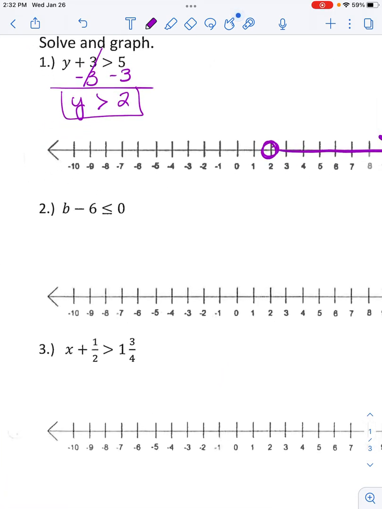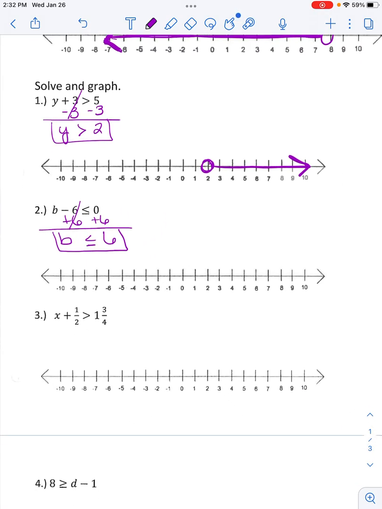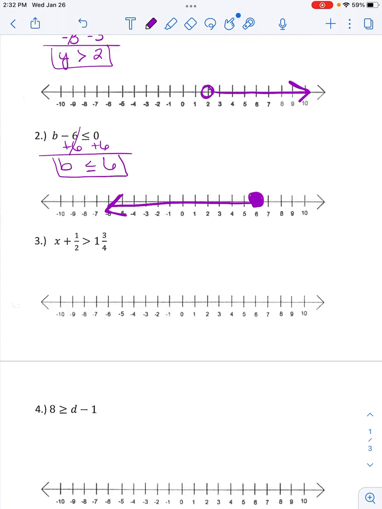Number 2 says b minus 6. The inverse of subtraction is addition, so we're going to add 6 to both sides. Show your cancellation. Negative 6 plus 6 is 0, leaving you with b. Bring down your inequality, less than or equal to 6. Now, since it's less than or equal to, your answer could be 6. So we should fill in the circle. We close the circle. It's less than or equal to 6. And again, we're going to point to the left the same way as your arrow points in your inequality.